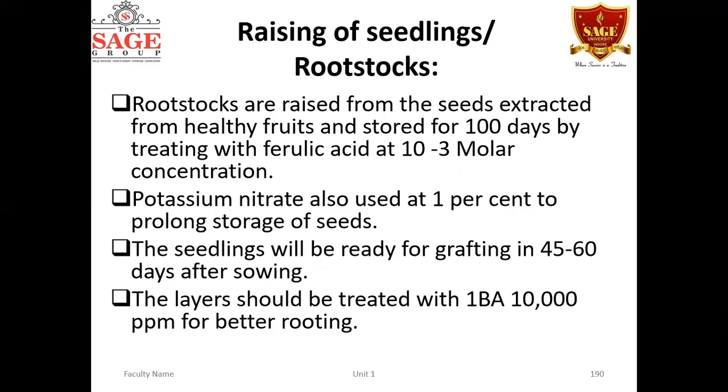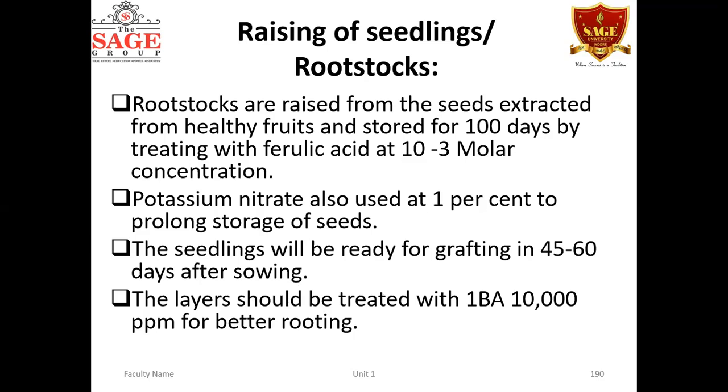After that, you can go for sowing in a raised bed or a polythene bag, or any suitable container, for obtaining this rootstock or seedlings. So these seedlings will be ready for grafting 45 to 60 days after sowing. So it will take around 2 months for your seedlings to get ready.